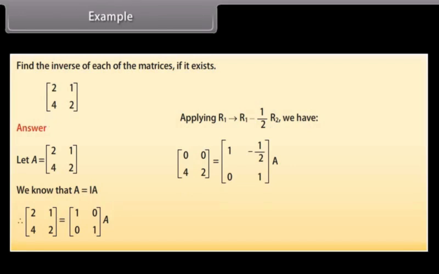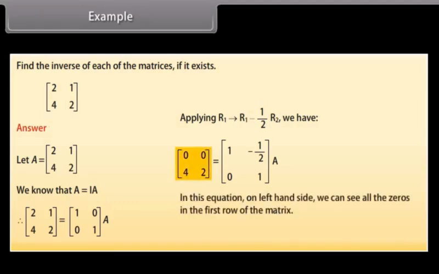we have matrix row-wise first row 0, 0, second row 4, 2 is equal to row-wise first row 1, minus 1 by 2, second row 0, 1 into A. In this equation, on left hand side, we can see all the zeros in the first row of the matrix. Therefore, A inverse does not exist.